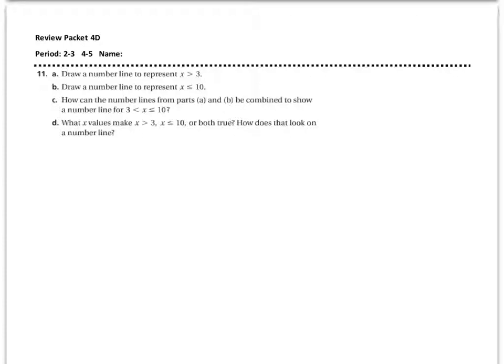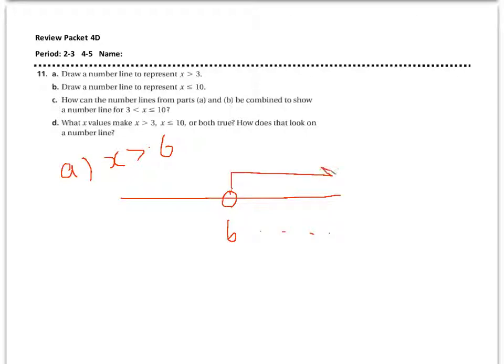Next, it says draw a number line to represent x is greater than 3. You know how to do that? Alright, let me give you some examples. Let me draw x is greater than, for example, 6. So 6, we don't have an equal sign, so it's an open circle. That means it doesn't include 6. And then it's greater, and obviously the greater numbers are on the right side of 6, so you have to go this way. But we have to be careful.